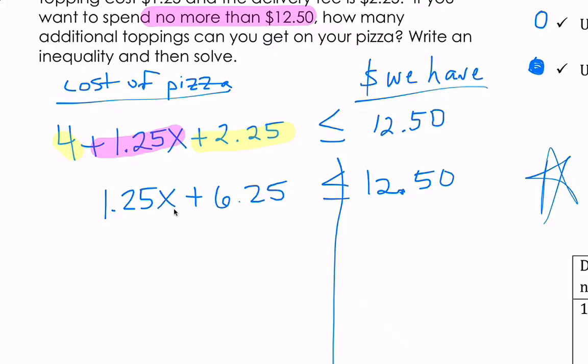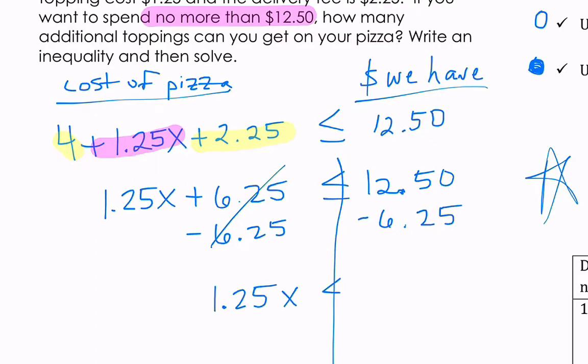Okay, so we're trying to get x by itself, which means I need to get rid of this 1.25, and I have to get rid of the 6.25. So I'm going to get rid of the plus 6.25 first by doing the opposite. I'm going to subtract 6.25 from both sides. This plus 6.25 and minus 6.25 cancels, so that 1.25x drops down. We've done nothing to flip our sign. And on the right side, 12.50 minus 6.25 comes out to be 6.25. We're almost there.